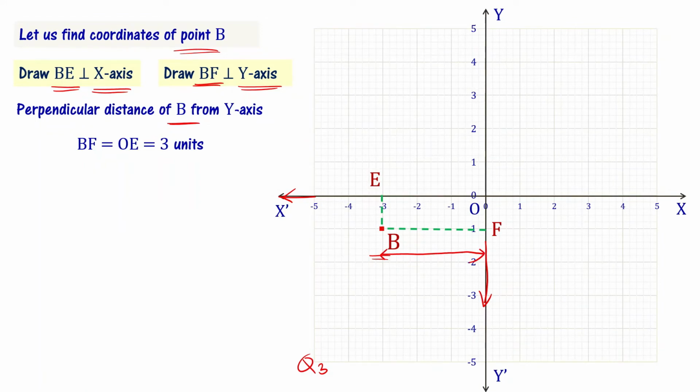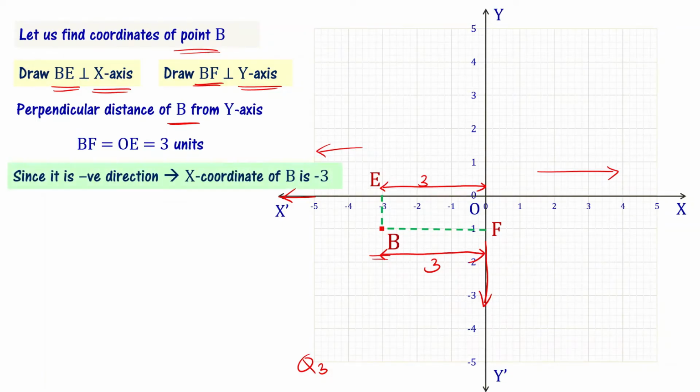Now if you observe the perpendicular distance of B from the y-axis, what is the distance from the y-axis to B? The perpendicular distance of B from the y-axis is the length of line BF, which is equal to 3 units, right? We can also call it the length of OE. The length of OE is also equal to 3 units, right? But what you have to understand is that 3 units on this side is the positive side and on this side is the negative side, right? Since point B is on the negative side of the x-axis, you say that the x coordinate of B is minus 3. It is 3 units, but the x coordinate is minus 3.